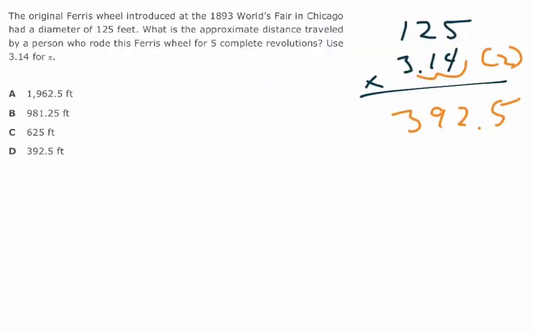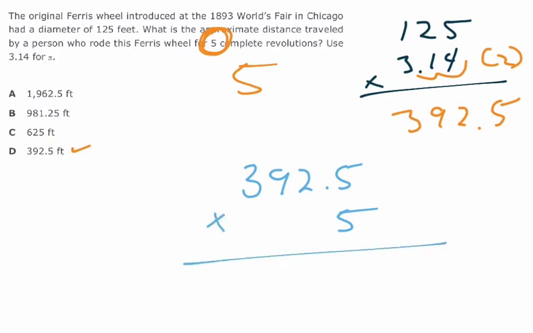But that's not the answer. And I know 392.5 is D right there, but it's not the answer because that's just one time around. We need 5 complete revolutions. So we need to take 392.5, and we actually need to multiply it times 5. Some students told me about this while they were testing. So we know it can't be D, and we're going to take 392 and multiply it by 5.